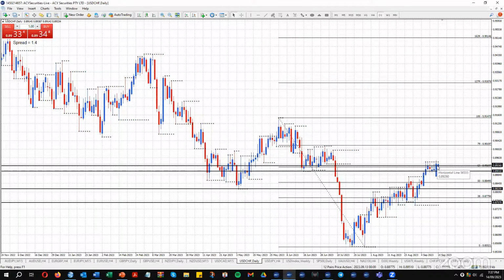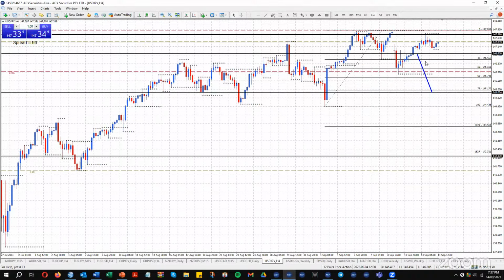Now it is 62% of that range. It's trying to hold at weekly resistance, 89.26. We're trading at 89.33 at the moment. So you can just keep watching to see if it does actually fail there. All right, getting to the dollar yen, which retested monthly resistance yesterday.